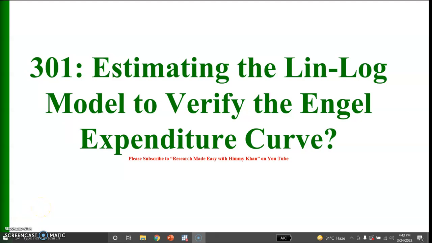Welcome. This is video number 301. In this video, I am going to estimate the Lin-Log model to verify the famous Engel curve. Now, Engel curve means that total food expenditure increases with the total income, but at a decreasing rate.